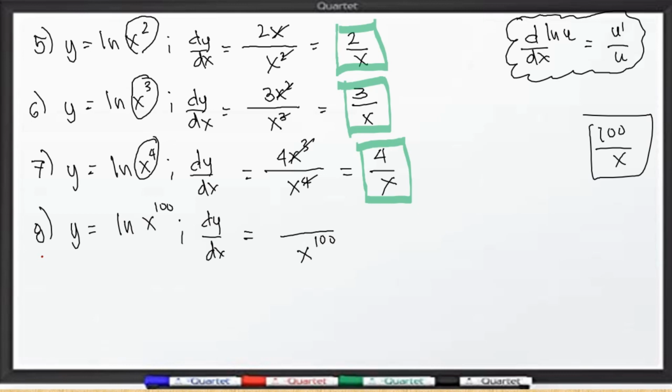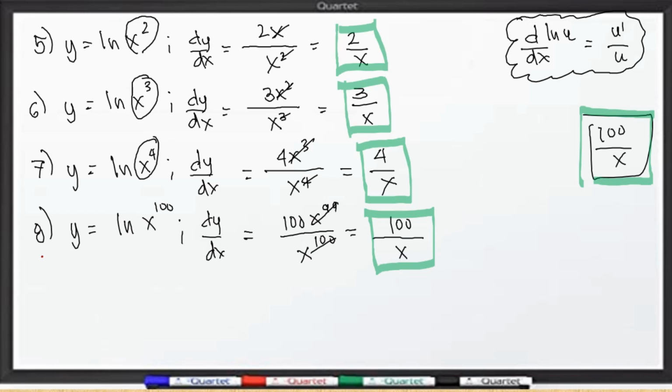So, ang ating pong derivative of u with respect to x is 100 x to the 99. So, ito pong x to the 99 ay makakancel. May matitirang isa na naman sa baba. Di 100 over x. Di ganun pa rin po. Tumama po yung ating observation and conclusion.